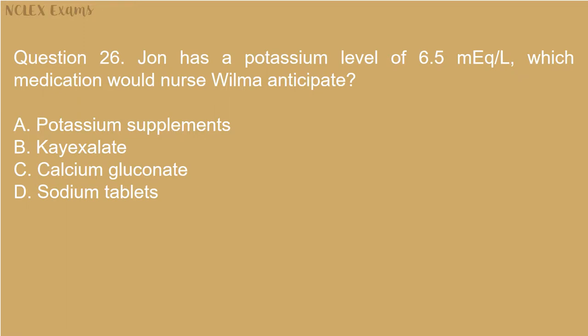Question 26. John has a potassium level of 6.5 mEq/L. Which medication would Nurse Wilmo anticipate? A. Potassium supplements. B. Kayexalate. C. Calcium gluconate. D. Sodium tablet.